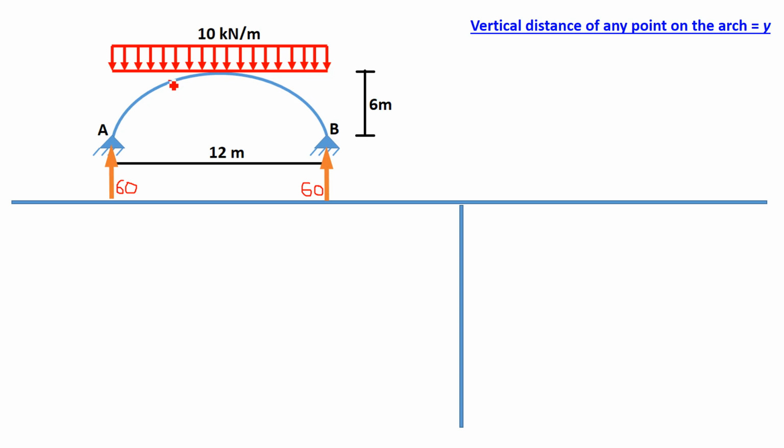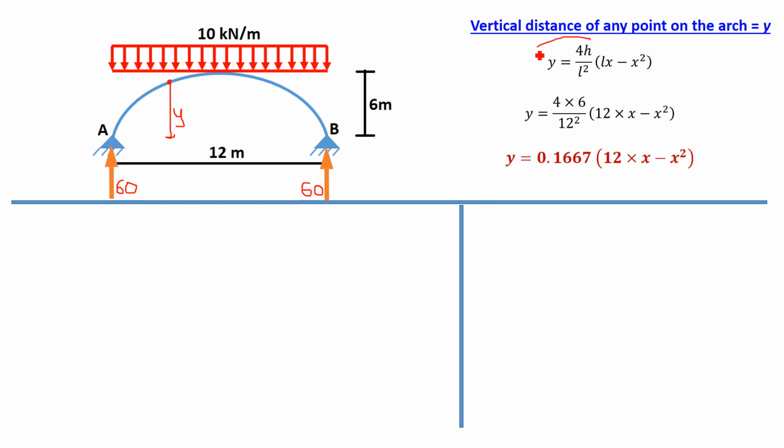Now if you select any point on the arch, we know how to find the vertical distance of that point, that is y. So the vertical distance of any point on the parabolic arch is y equal to 4h upon L square into Lx minus x square. This is the same formula which we already used in two numerical examples. Now L equal to 12, h equal to 6. So if you put the values of h and L here, we will get the value of y equal to 0.1667 into 12x minus x square.